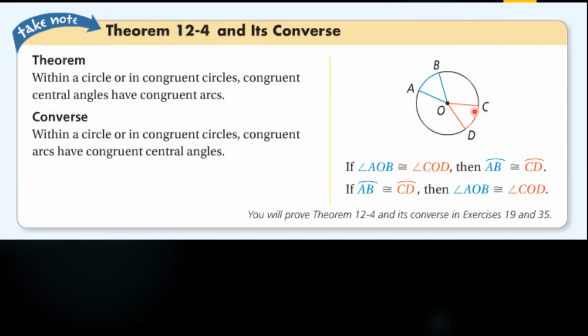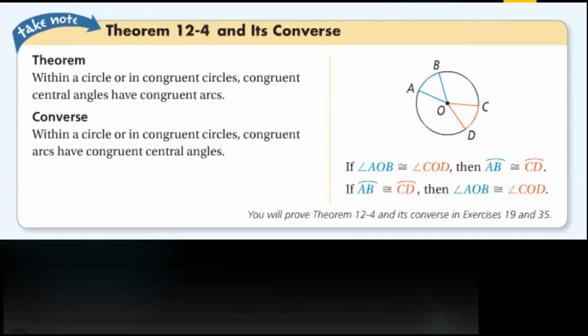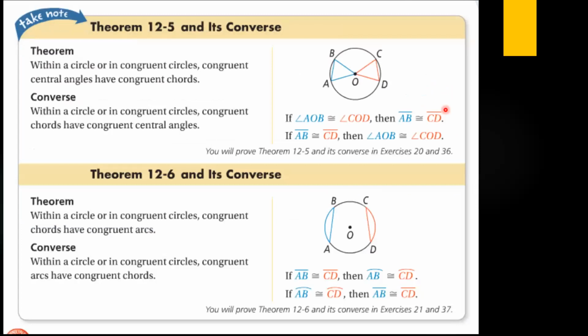The second one, or the converse of this theorem: if the two arcs are congruent, like if arc AB is congruent to arc CD, then their central angles will be congruent. This was our theorem yesterday. Also, if the two central angles are congruent, their chords will be congruent too. Like if AOB is congruent to COD, that means the line segment AB is congruent to the line segment CD.